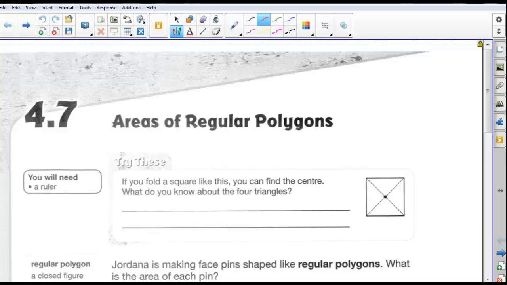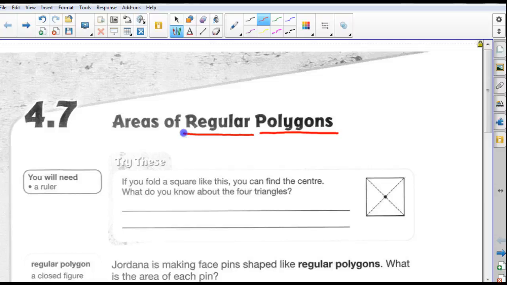Okay, this is 4.7, and we're going to be talking about how to calculate the area of a regular polygon. Some terminology here: the word regular just means that all the sides are the same in whatever shape it is, and a polygon is just a closed object with straight sides. Any closed object that's got straight sides, and regular means that all the sides have the same length.